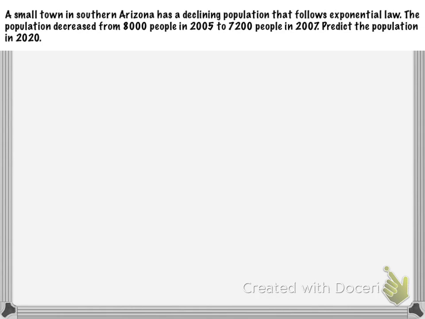So since this problem says that the population is following exponential law, we know that this is an exponential decay situation. For any exponential growth or decay scenario, we can always use our basic exponential model, which will be A is equal to A sub 0 e raised to the rt.